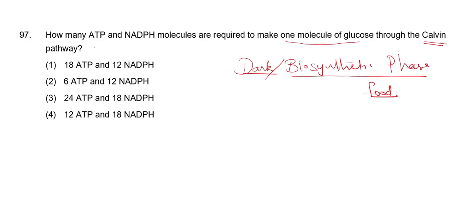Those who know directly can answer. It is 18 ATP and 12 NADPH2. But how? How does the data come? Let me explain the entire dark reaction in a fast manner. Actually, we should start from photosynthesis.